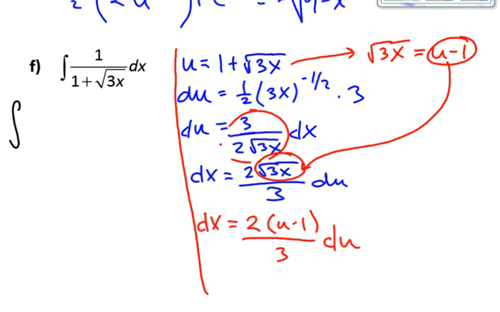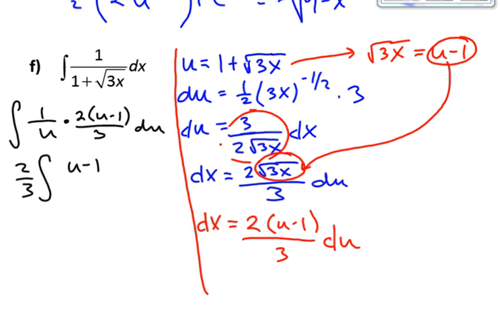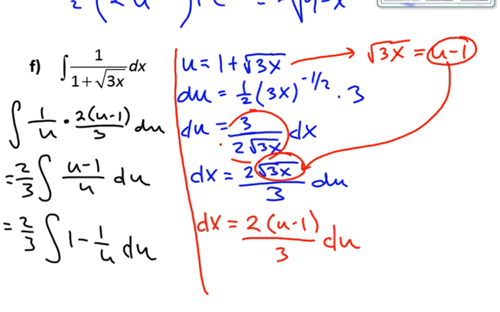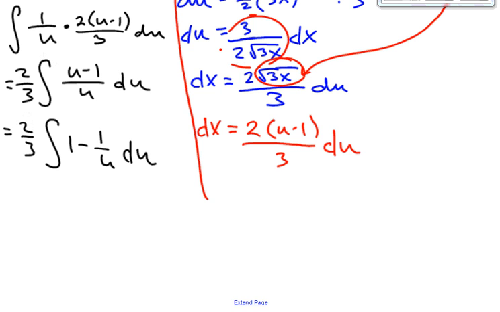So this is going to be the integral of 1 over u, and then dx is 2 times (u minus 1) over 3u. The reason I didn't distribute is I can pull the 2/3 out, and then you get (u minus 1) over u, which I'm going to simplify to 1 minus 1 over u. So I took that really nasty thing and actually made something quite easy.